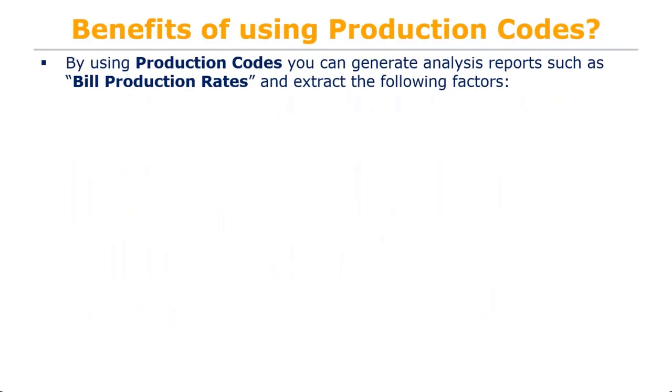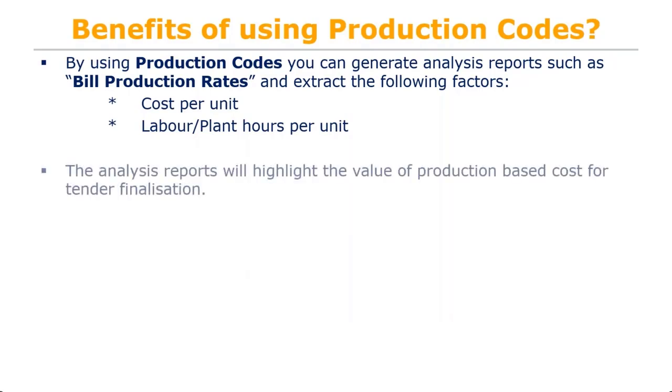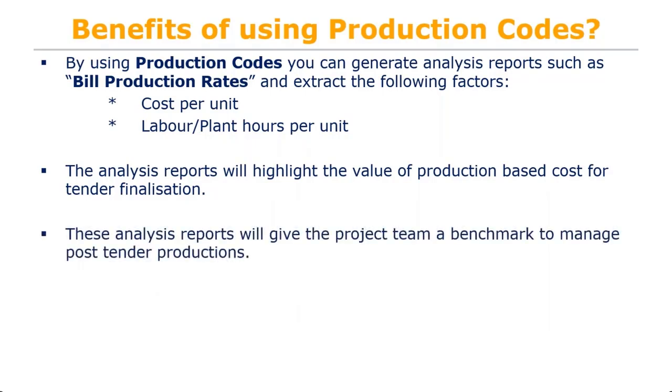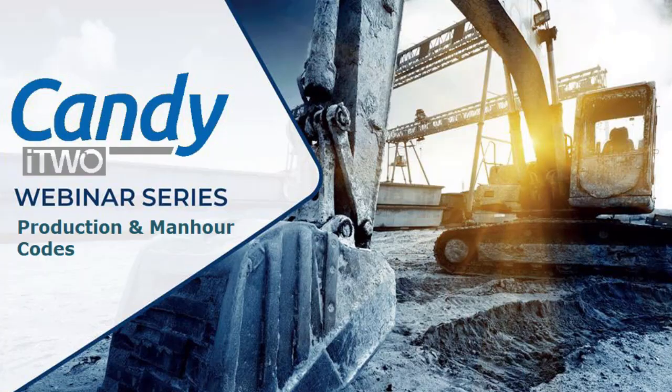Benefits of using production codes. By using production codes, you can generate analysis reports such as bill production rates and extract the following factors: cost per unit, labor or plant hours per unit. The analysis reports will highlight the value of production-based cost for tender finalization. The analysis reports will give the project team a benchmark to manage post-tender productions.